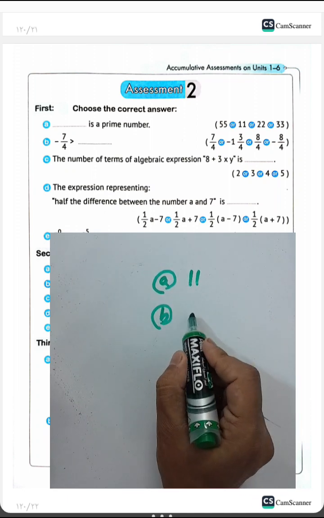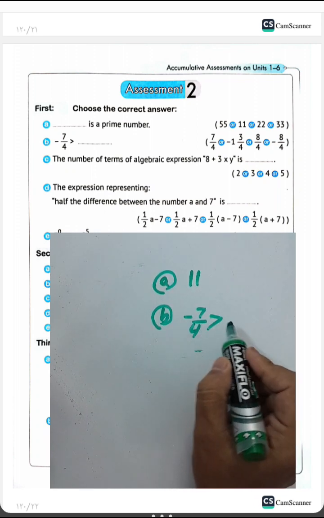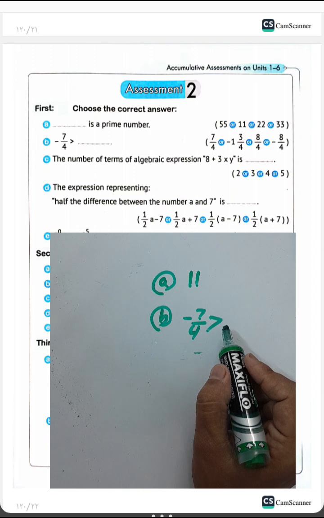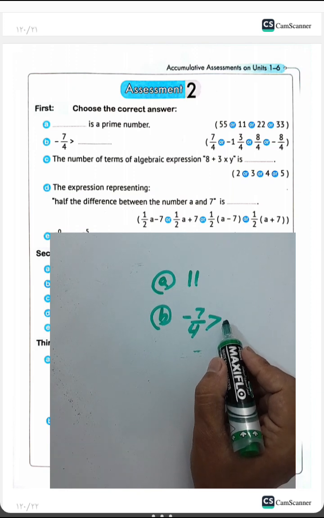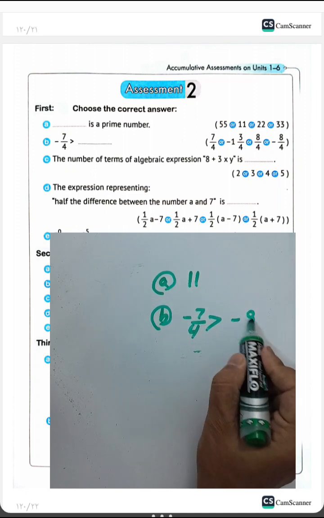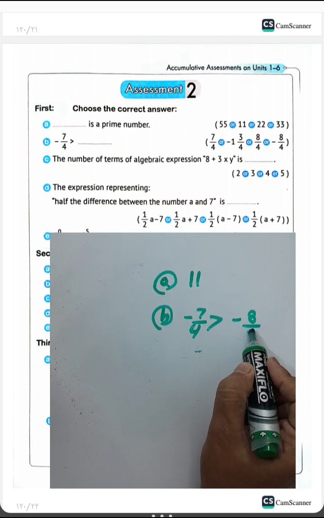Question letter B, negative 7 over 4 is greater than what? We have negative 8 over this number. Yes, because negative 8 over 4 will be negative 2. Then it will be greater than negative 8 over 4.